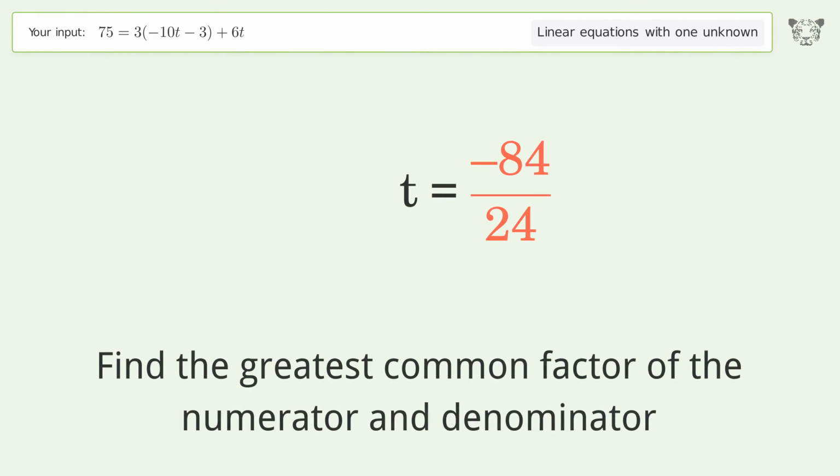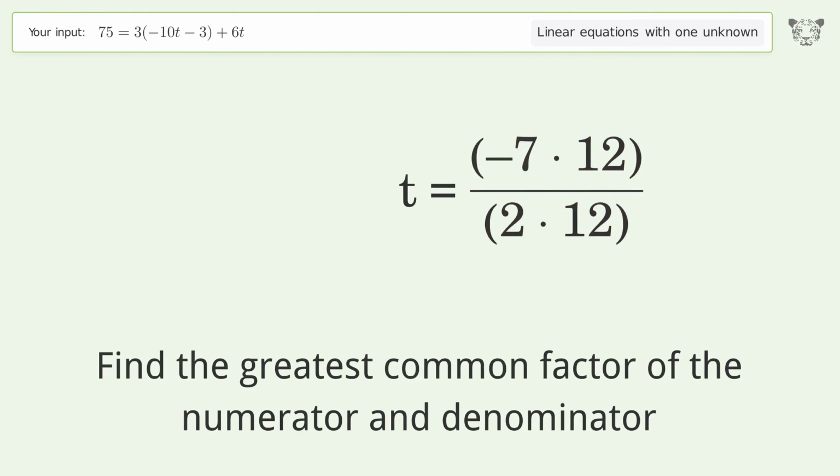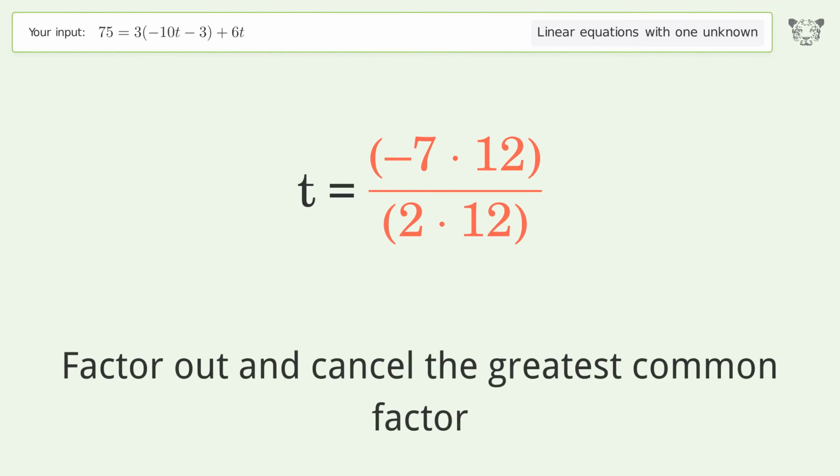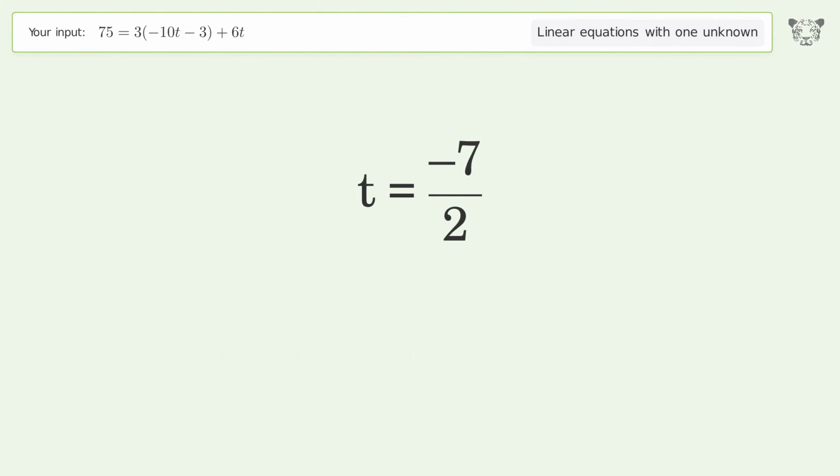Find the greatest common factor of the numerator and denominator. Factor out and cancel the greatest common factor. And so the final result is t equals -7/2.